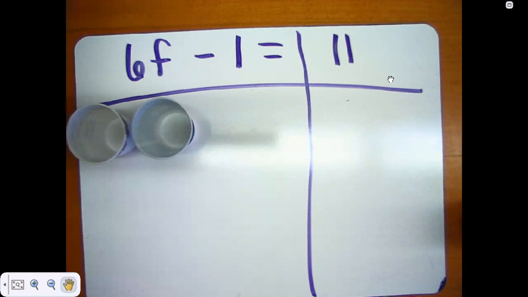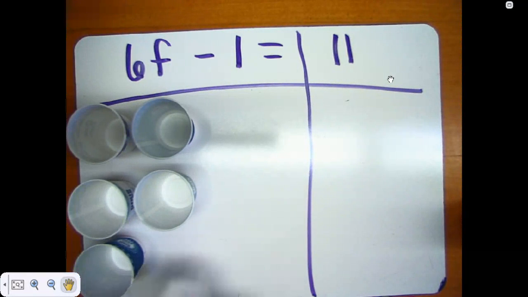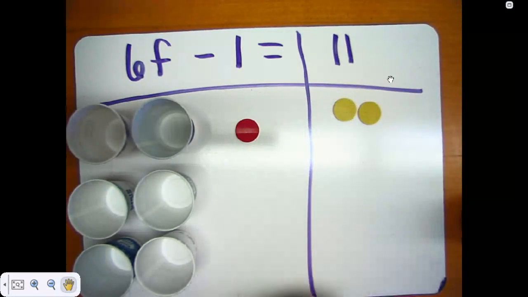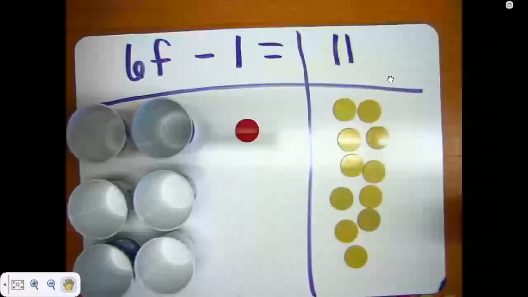1, 2, 3, 4, 5, 6. And I have a negative 1, which means I need a negative 1. And I have a positive 11: 2, 4, 6, 8, 10, 11.